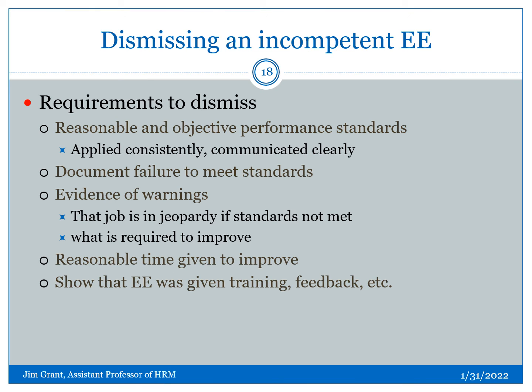So I mentioned that it's difficult for an employer to generate a case against an employee, and it's at least partly because the employer themselves will be put under the spotlight, examined for their role in failing to manage performance. And so what are some of the things that employers should do to demonstrate that they did their part in managing performance? So did they set reasonable and objective performance standards? And were those standards applied consistently and communicated clearly? Did they document failure to meet those standards? Did they provide warnings to the employee? And is there evidence that those warnings were delivered effectively?